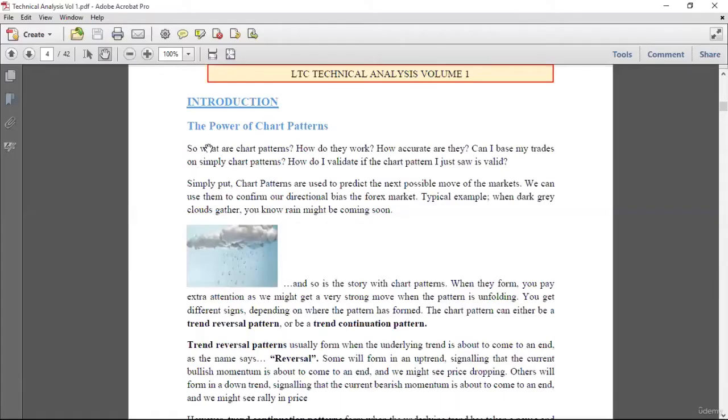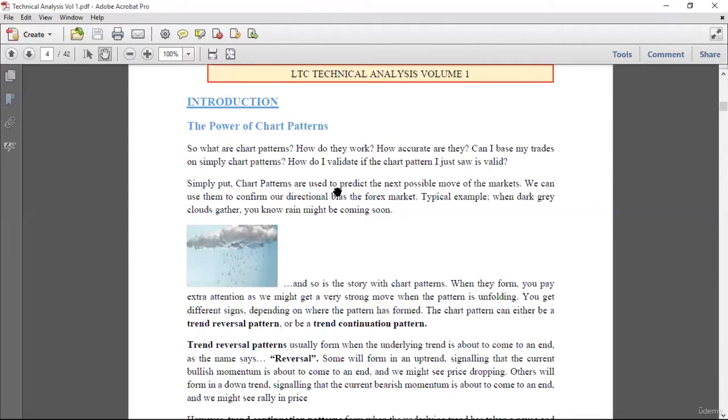So we begin. The power of chart patterns. So what are chart patterns? How do they work? How accurate are they? Can I base my trades simply on chart patterns? How do I validate if the chart pattern I just saw is valid? So these are the questions that we're going to be going through, attempting to answer as we carry on with the next videos, with the entire series. That's what we're going to be doing.